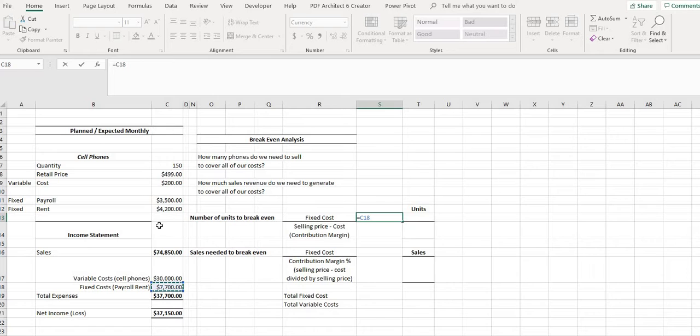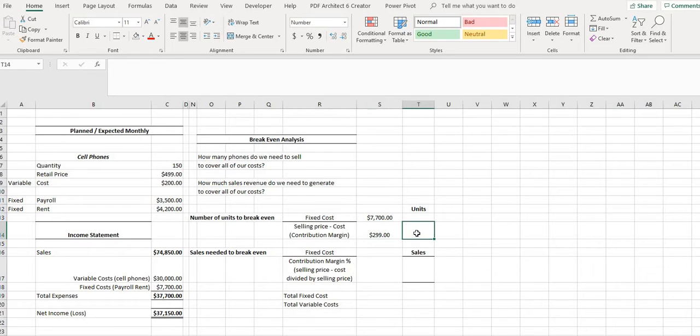our total fixed cost is $7,700, which consists of our monthly payroll and our rent. All right, and our contribution margin, our selling price minus our cost, is simply our retail price of $499 minus a cost of $200. So we're making $299 profit, or contribution margin, on every phone sold.